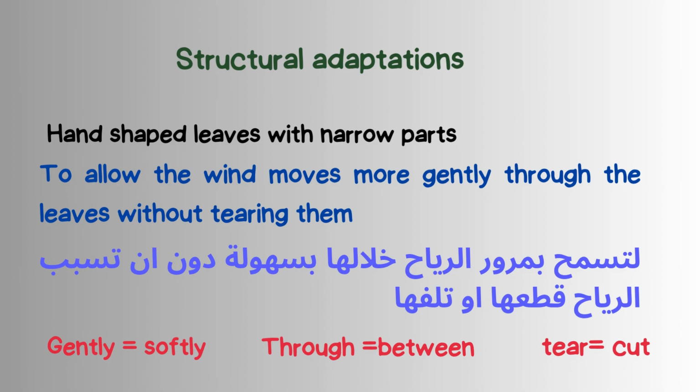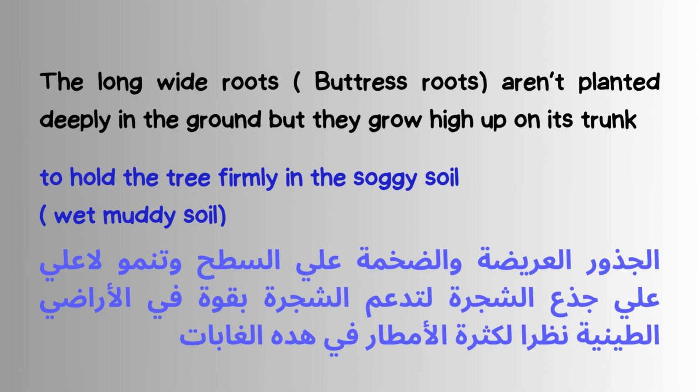This is the reason, as this Kapok tree is found in an environment that most of the time has rain, okay, and wind. So here, to allow wind to move gently through the leaves without tearing them, okay? So if this point is clear, we will go to structural adaptation number 2 here. The long, wide roots, which are called buttress roots, aren't planted deeply in the ground, but they grow high up on its trunk. So what is the reason?